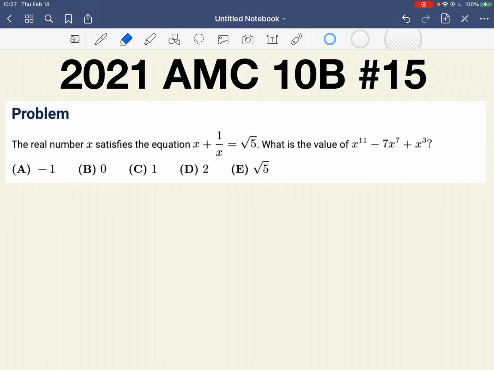Hello everyone, and today we're going over another problem from the recent AMC set. This problem is from 2021 AMC 10B number 15. And today I will propose an easy, straightforward and simple solution to it.